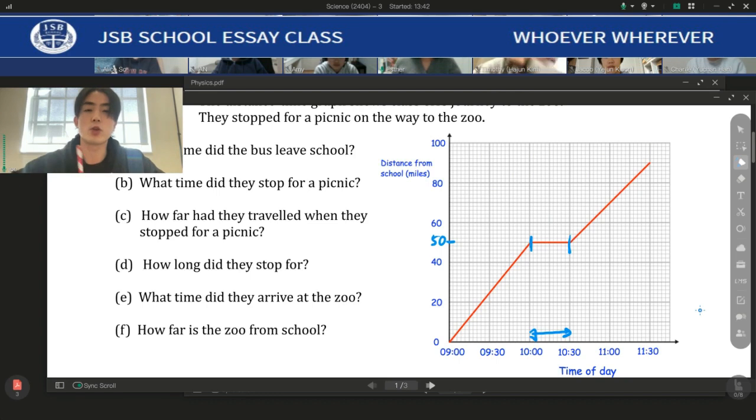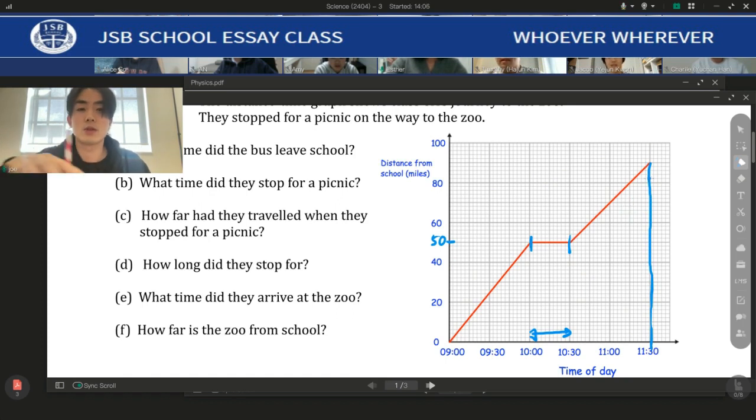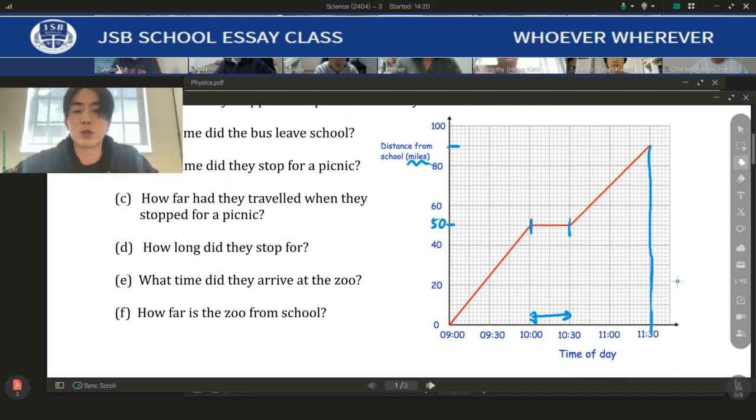What's the distance from the school to the zoo? 40 kilometers. 40? How did you say 40? They got to the school at 11:30. So they got to the zoo at 11:30. So how far is the distance? 90. Exactly, good. In this case, they did it in miles. So 90 miles from the school to the zoo. Okay, so this is the basic stuff that you need to learn for the initial graph.